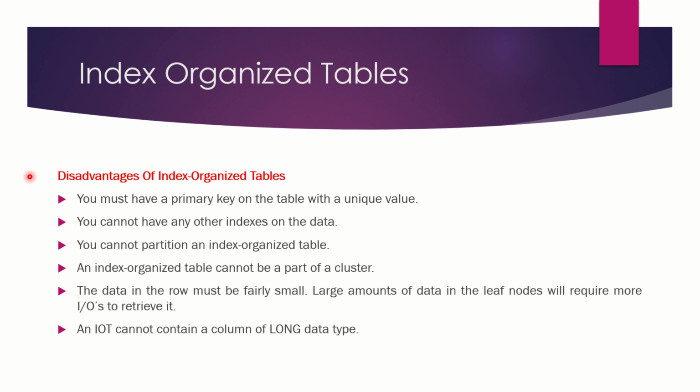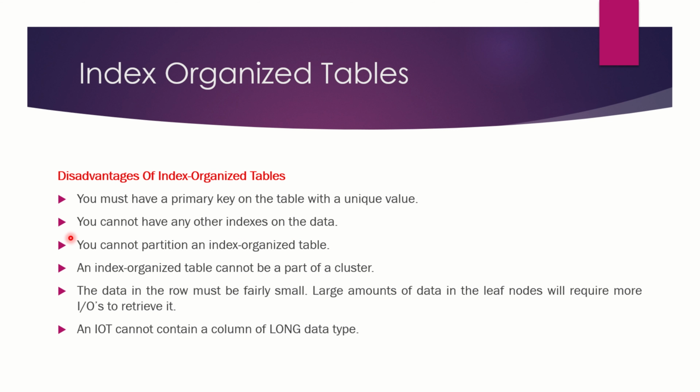Now it might have occurred to you that since an index organized table is one of the fastest ways to access data, why are we not using the index organized table on a major scale? Since all the columns of the index organized table are already a part of an index, the data access is much faster. But still, there are some disadvantages which we are going to cover now. So one of the primary disadvantages of an index organized table is that it should have a primary key with a unique value. If there is no primary key, you cannot create an index organized table.